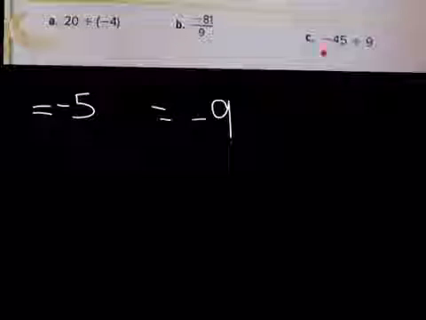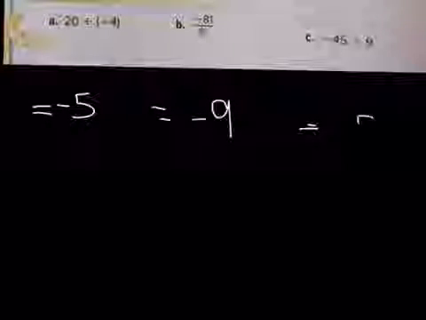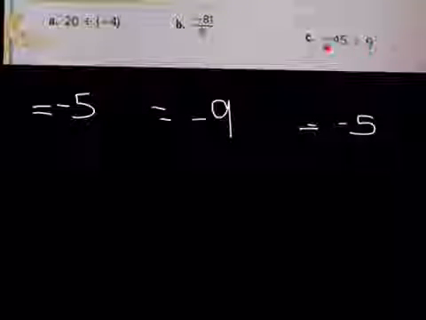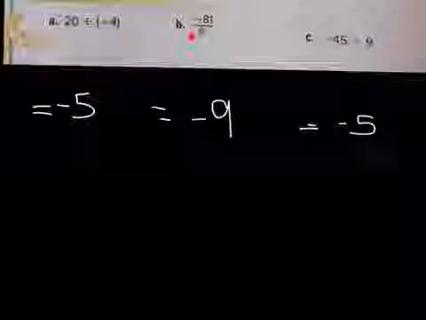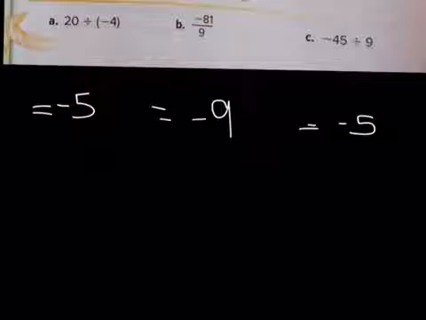And again, negative and positive. 45 divided by 9 is 5. But it's -5. Again, because they're separate. If they were both positive, it would be positive. If they're both negative, it would be positive. Anytime the signs are the same, it's positive. But anytime the signs are different, okay, as you can see right there, it's negative.